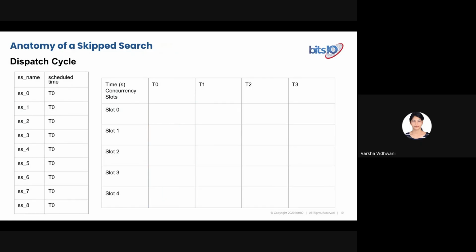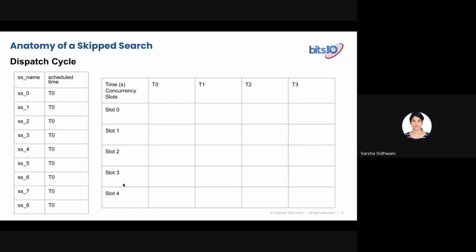So at time zero, what happened is that all the searches, for example in the first second, are eligible to run. Now, what a scheduler will do is look at the list and pick as many searches as possible based on the concurrency limit. So we have a concurrency limit of 5 here, so we have 5 slots.